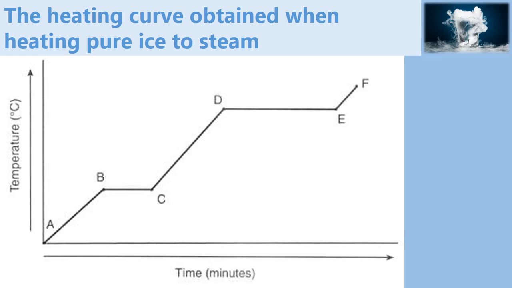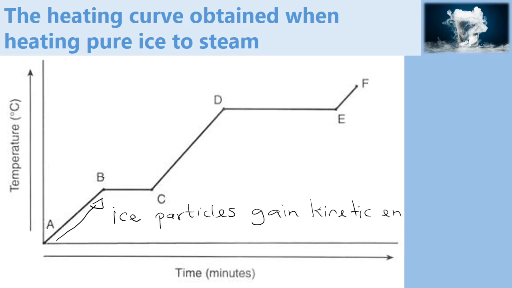At region AB, the temperature rises steadily as the ice particles gain kinetic energy and begin to vibrate more vigorously in fixed positions.